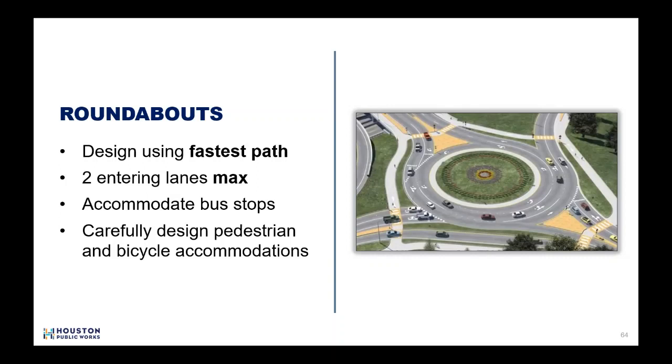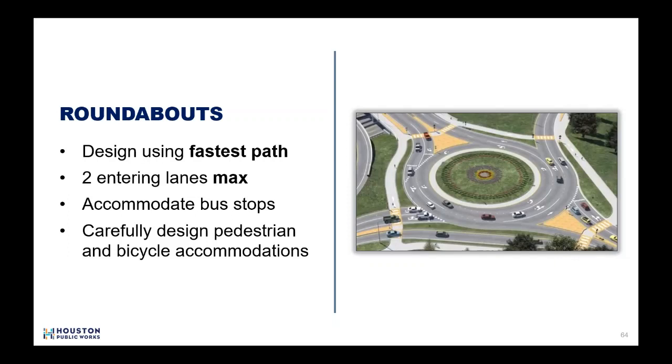We also don't want the roundabouts to get too big. So we're looking for two entering lanes max. There are going to be some intersections where the roundabout would have to be too big to handle the traffic demands, and it's just not going to work. But in some places, where two lanes, or better, a one-lane roundabout will work, that's the best.